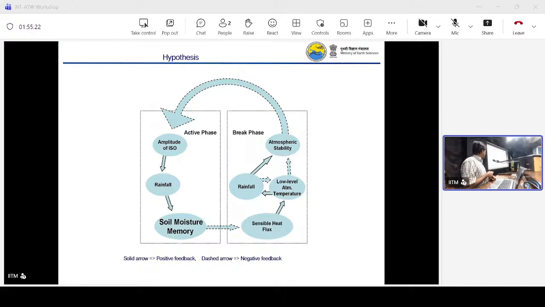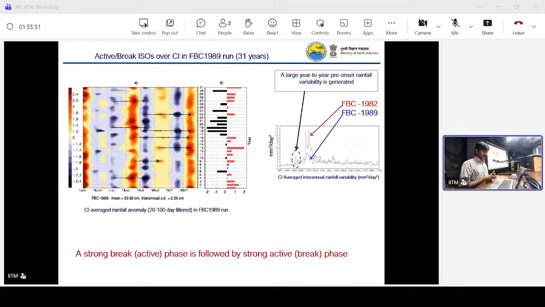So this is the feedback loop. We tried to make it simple. What is happening in the active phase? What is the break phase? If we start from the active phase, a stronger amplitude ISO means more rainfall, so a positive feedback. It will have a kind of memory in the soil, and then if you are wet, it will reduce the sensible heat part, all those things. Again, it affects the active phase. So like this, active and break phases are interlinked. That is the schematic of the feedback.